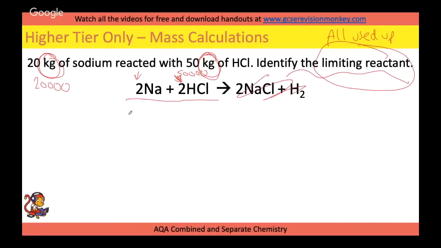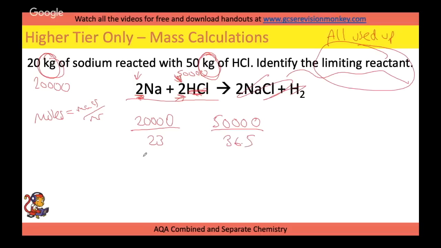So let's have a look what we've got then. Again, moles equals mass over MR equation. So moles equals mass over MR. So to calculate the number of moles that we've actually reacted together, we do our 20,000 divided by 23, ignoring the 2 because we talk about this later. And then the 50,000 divided by the relative formula mass of these two, which is 36.5. So we get an answer of 869.565 moles reacting with 1369.86 moles, and we need to find out which one we've added too much of.